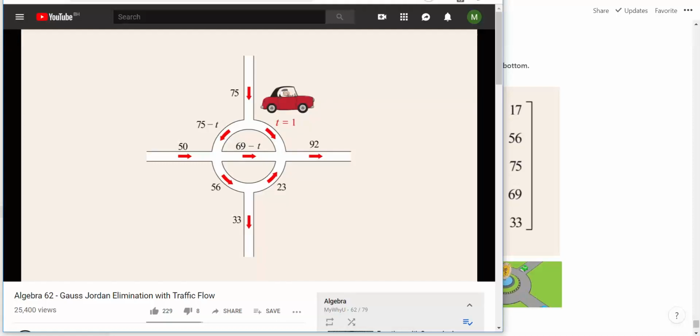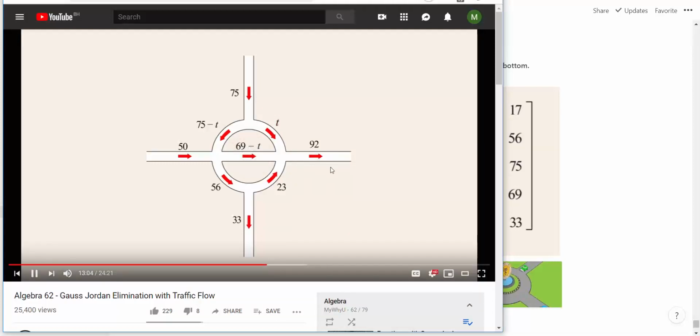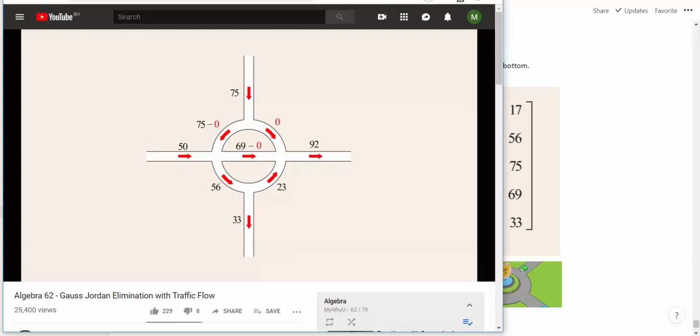And t cannot be a negative integer since on a one-way street, traffic can only flow in one direction. It could be 0, or 10, or 69.